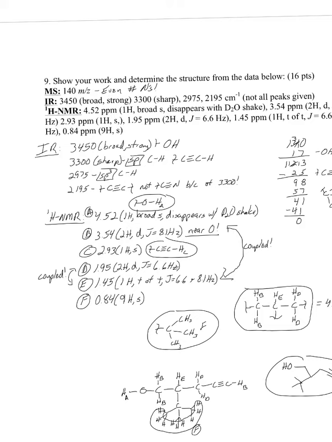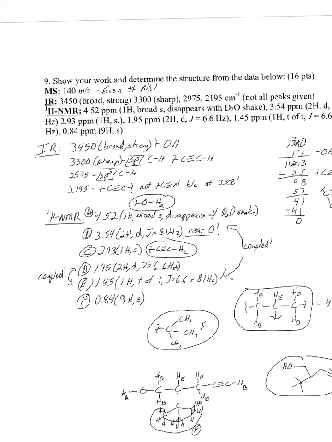So we have a mass spec of 140. That should make you think of the nitrogen rule, so it had an even number of nitrogens. You write that there. In the IR, you see a peak, broad and strong, at 3450. That should make you think of OH or maybe an NH, but I'm just going to go with OH.